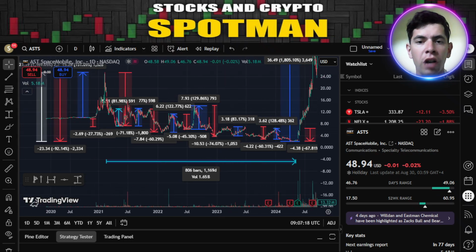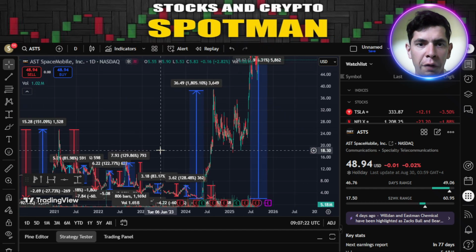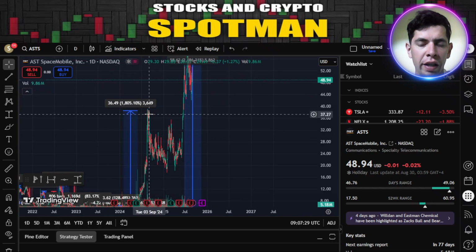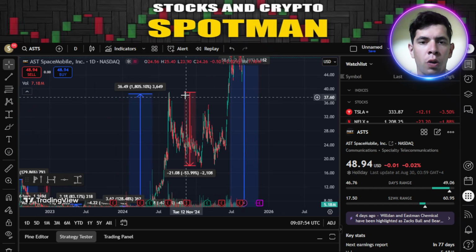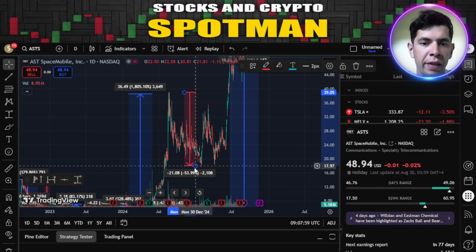But how long does the accumulation take? You can see from here to here, it takes around 1169 days of accumulation before the growth begins. And in the first growth, 1805% from the lowest point, and after a while the crash, let's measure how many percent. So the crash is around minus 54% at all.